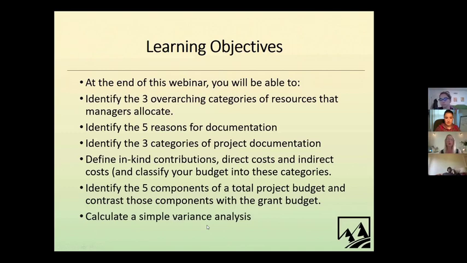And finally, here's where we get to do some math. This is where we get to learn how to calculate a simple variance analysis, which I think will be very useful, even if you have no budget background.